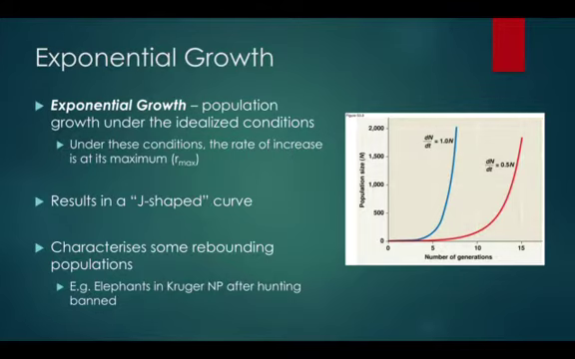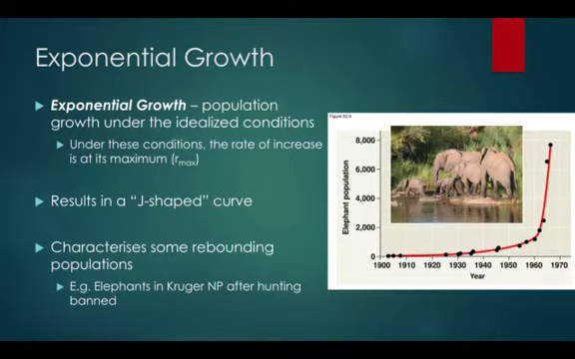In exponential growth, the population growth under idealized conditions, the rate of increase is at its maximum, or R max. This results in a J-shaped curve. So this is a J-shaped curve, or a hockey stick-shaped curve. I've heard that also. It characterizes some rebounding populations, such as the elephants in Kruger National Park, after hunting was banned.